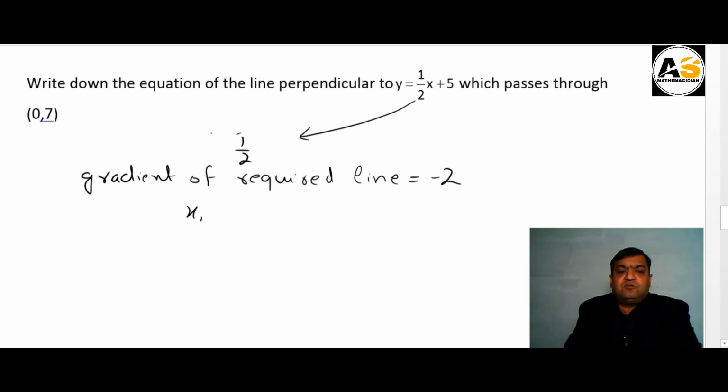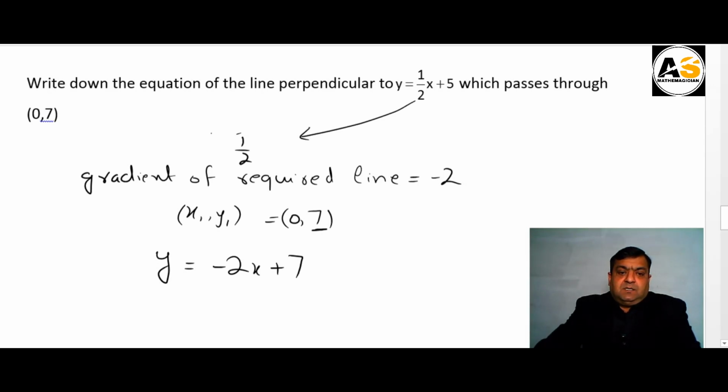And it passes through the point 0, 7, which tells us that the y-intercept of the line is 7. So its equation is y is equal to minus 2x plus 7. In this question, we found the equation of a line which is perpendicular to this line and passes through this point.